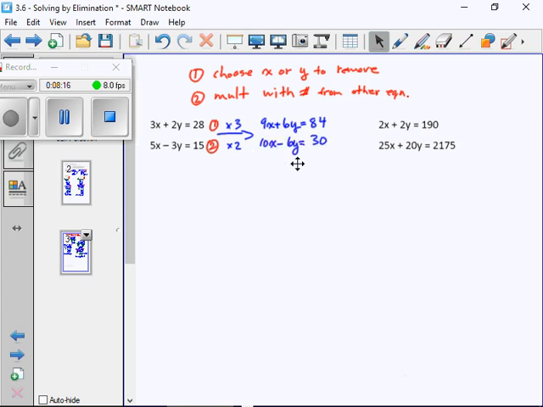So now remember we said we were going to get rid of the y's. Because the 6y and the minus 6y are opposites, all we have to do is add these two equations, and we end up with this.